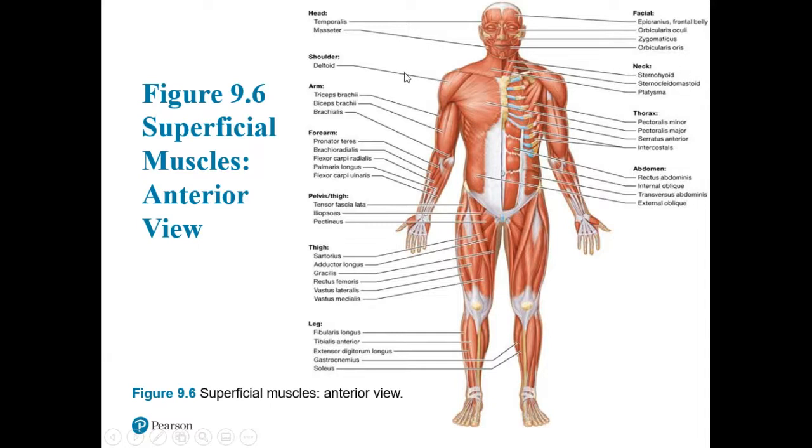Let's talk about the neck, because I think I skipped the neck here. We have a few superficial muscles of the neck. We have the sternohyoid, which is located in this region here. The sternohyoid connects to the hyoid bone, which we discussed a few lectures ago. It's the only bone in the body that is not joined to any other bone.